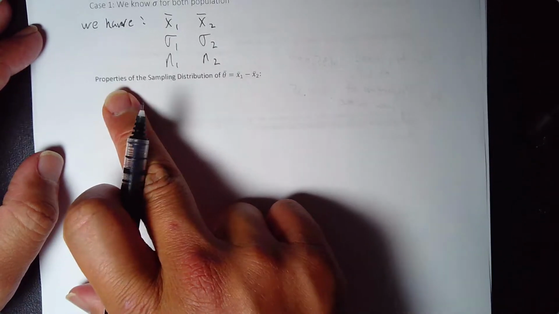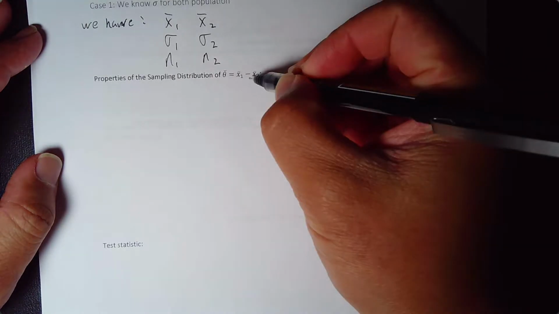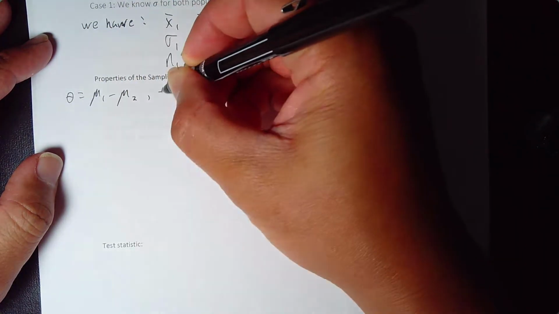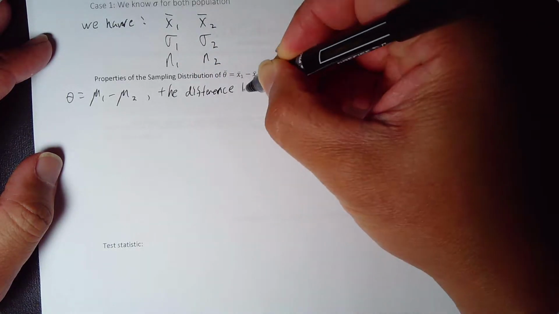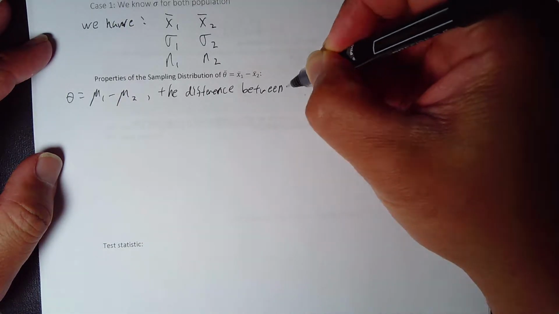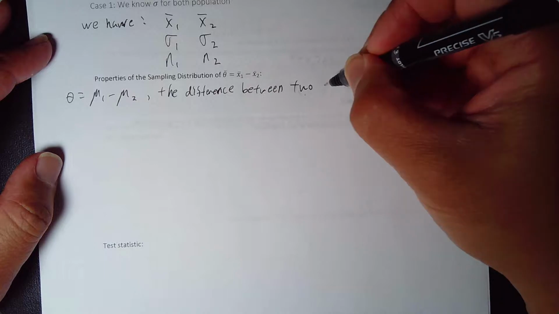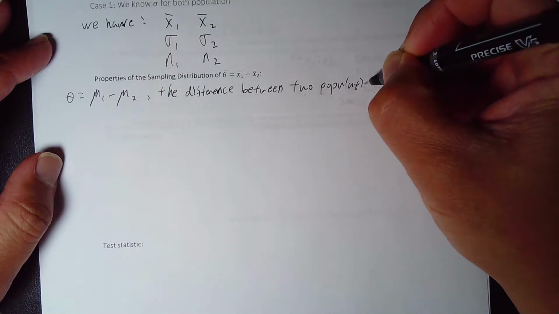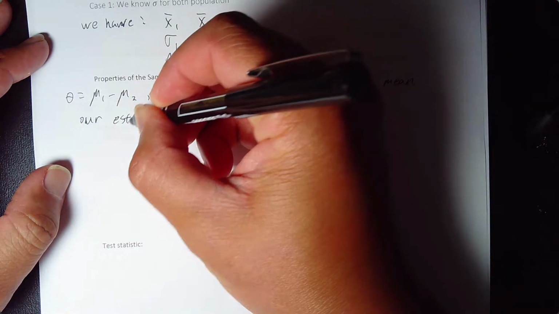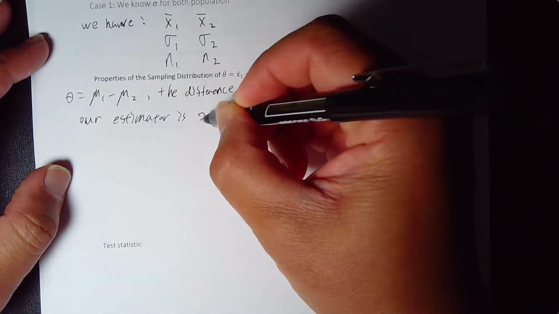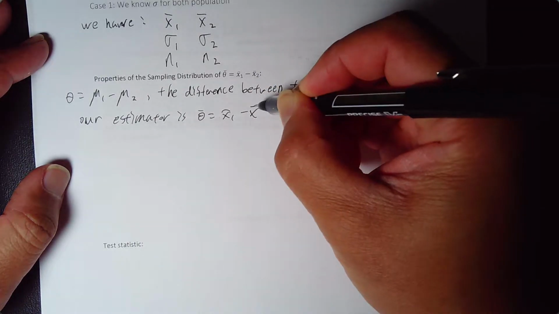So the sampling distribution of theta bar is this. Again, just as a reminder, theta equals mu1 minus mu2. That means the difference between the two population means. We're using theta bar to estimate that. So our estimator is theta bar equals x bar 1 minus x bar 2.